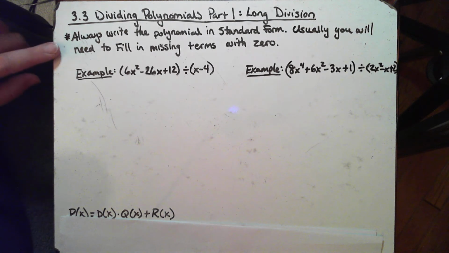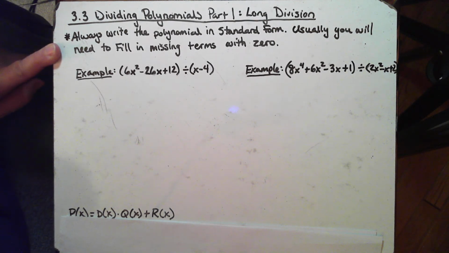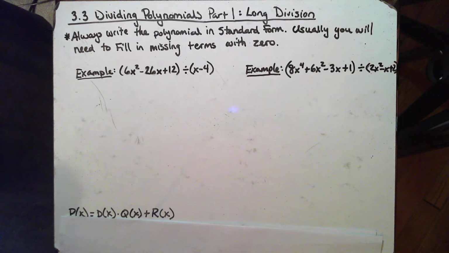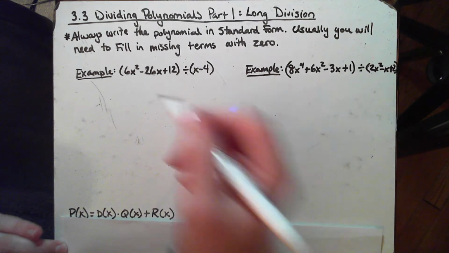So the first thing to notice is that you always want to write the polynomial in standard form. And every time I highly recommend filling in missing terms with 0. So that means if they skip a power, you're going to write 0 times that power. Highly recommend it because in the other form of division that we're going to talk about in another video, you have to do it. So if you get in the habit of doing it every time you divide, it's going to work out. Now, let me show you how the long division works.